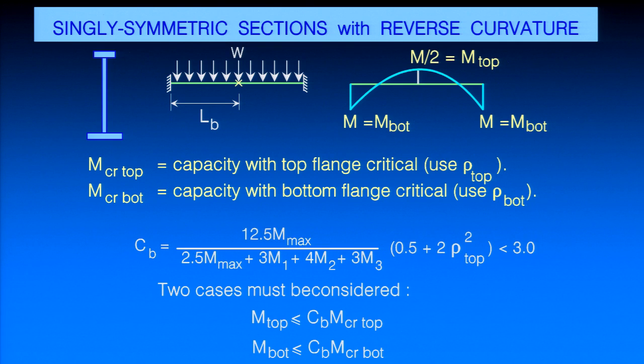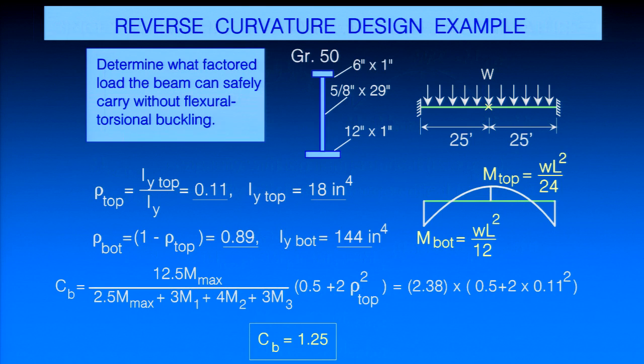So it's hard to tell which one is actually going to control the buckling. So you have to check both flanges. If we just go through a quick numerical example of a problem just like that, say I've got a built-up section with a 6 by 1 inch top flange, 12 by 1 inch bottom flange. I could go and get my rho values for the top flange, my rho for the bottom.